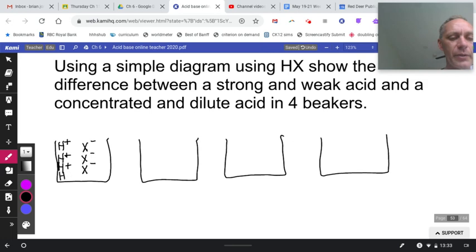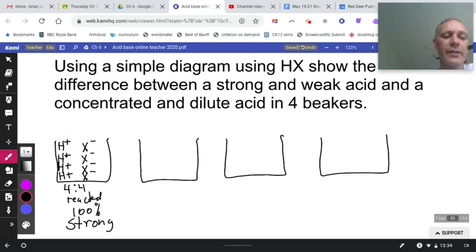And let's put a 4th one in there, HX minus. So we would call that one 4 out of 4 reacted, or 100%. So is that strong or weak if 100% of them reacted?